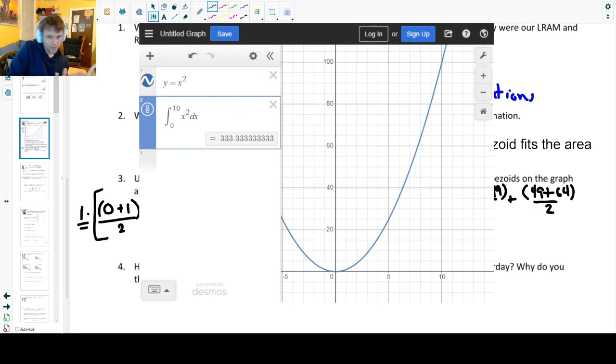Cool. So now you can see what I typed in. So the integral from 0 to 10 of x squared dx. This is the area under the curve of x squared from 0 to 10. It's calculating this area for me, 333.3 repeating. That's the exact area under this graph from 0 to 10.